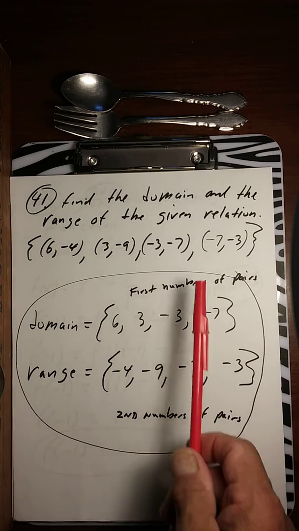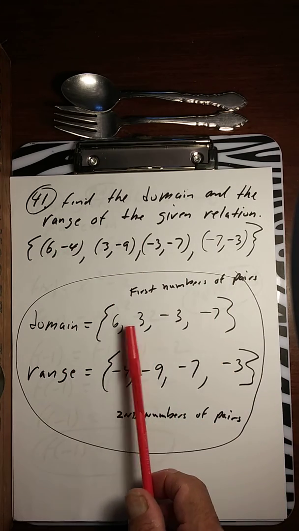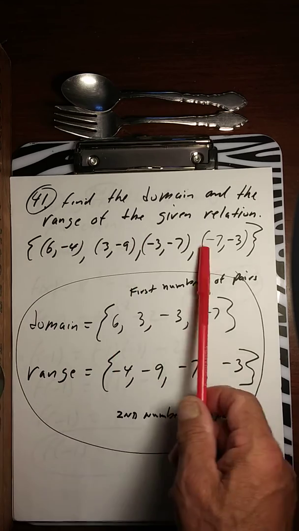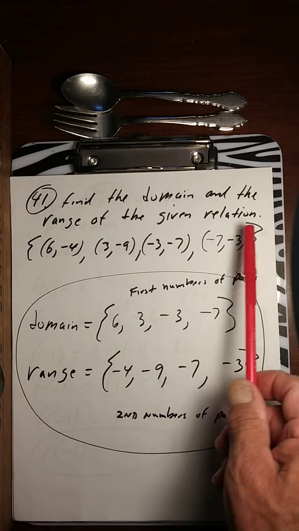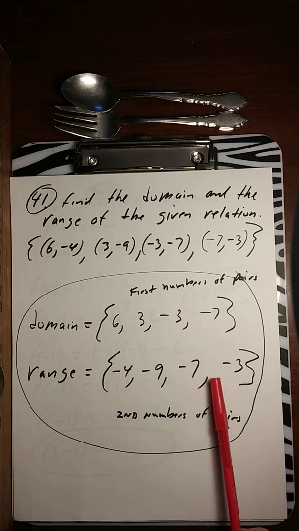Find the domain. All the first numbers. All the first numbers are 6, 3, minus 3, and minus 7. Range: all the second numbers in the pairs. Negative 4, negative 9, negative 7, negative 3.